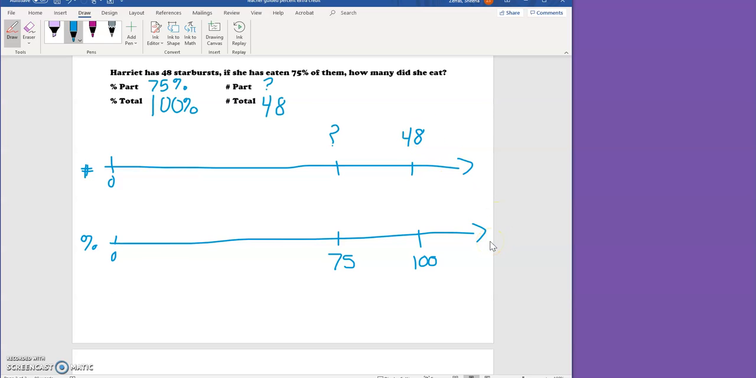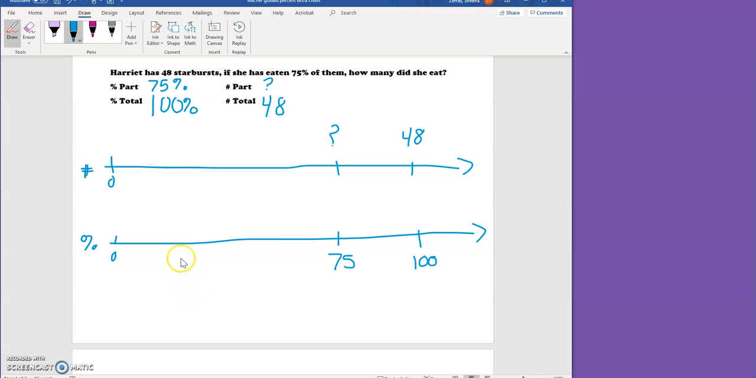And now, in order for me to figure out what that question mark is, I need to create a scale. A scale needs to be equal, which means we're counting by the same number in between each space. Looking at my percent number line right now, I go from 0 to 75, which is 75, and then from 75 to 100, which is 25. So I'm not evenly spaced out.